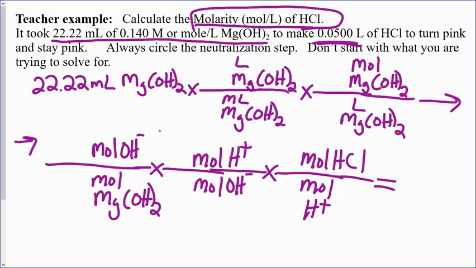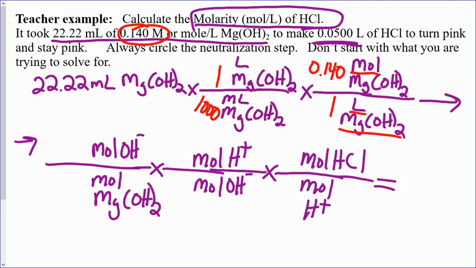I'm going to grab a different color pen real quick. And we're going to go back and put in numbers. There's always 1,000 milliliters in a liter. Here we have moles over liters. That's molarity, and it's the molarity of magnesium hydroxide. The molarity of magnesium hydroxide is right there, and it always goes with the moles. So 0.140 moles per 1 liter.